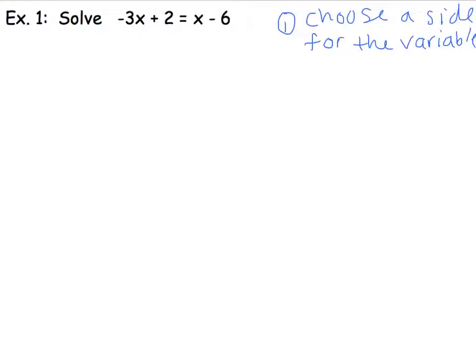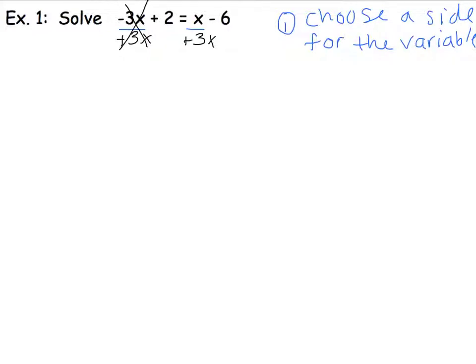The easiest way to do this is to find which side, adding or subtracting a variable term, like our 3x or our x here, will give you a positive value for an x term. Having a positive value for x makes it so that you don't have to worry about getting rid of that negative later. In this problem, to keep our x's positive, we're going to add 3x to both sides.